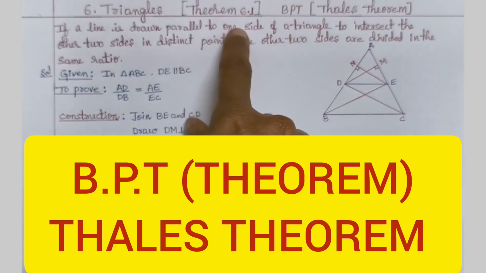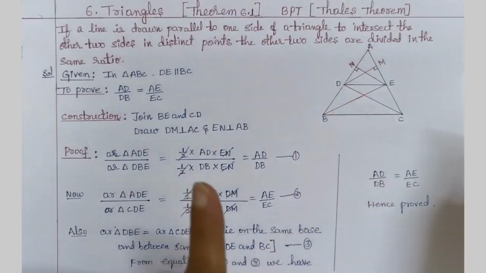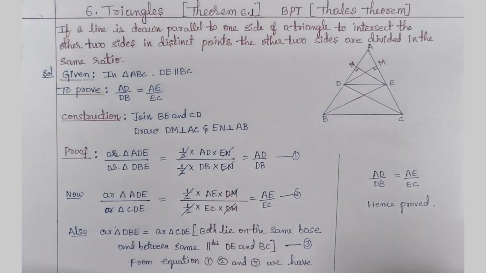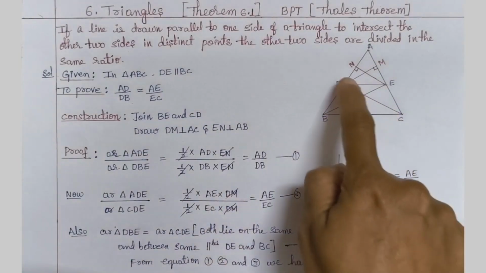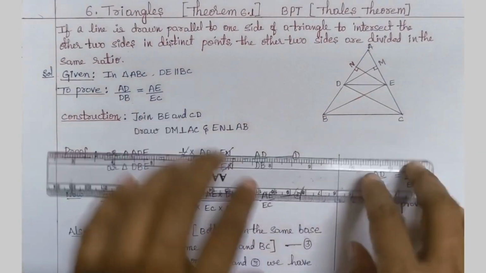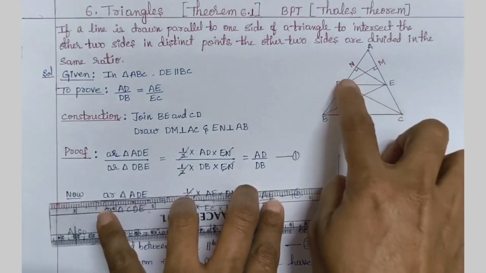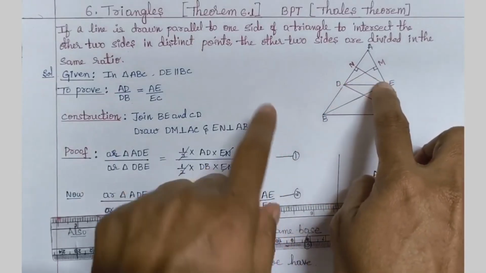If a line is drawn to one side of the triangle. See here, in this triangle, how many sides? 3 sides. One side of the triangle, you are drawing one parallel line. So this side we are drawing one parallel line.